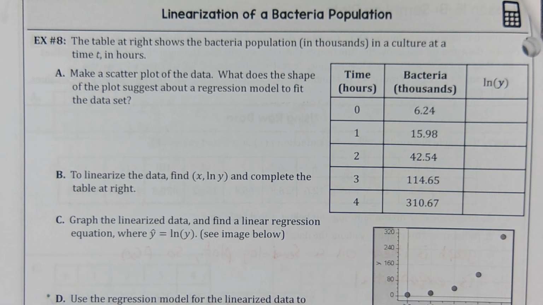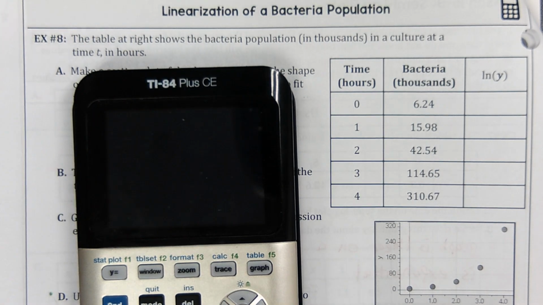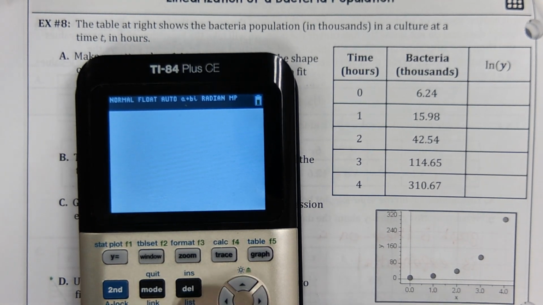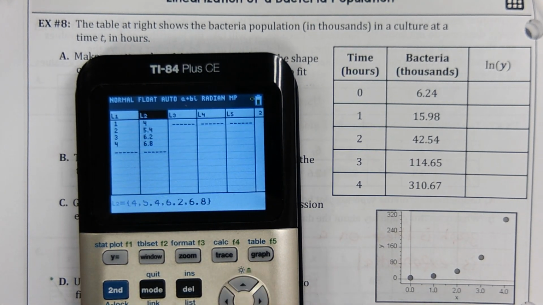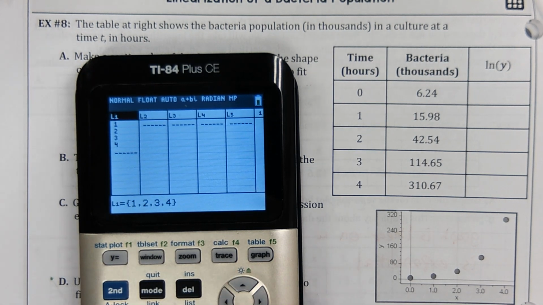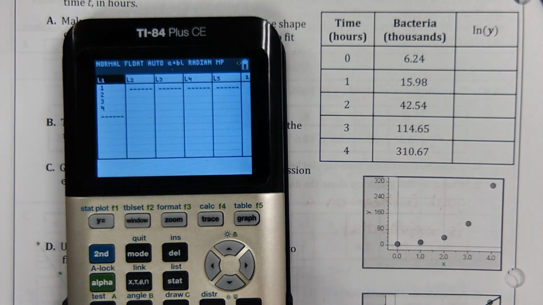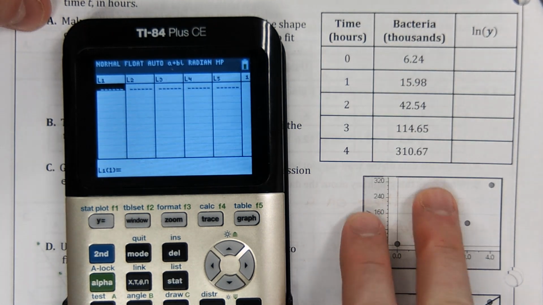Table at right shows the bacteria population in thousands in a culture at time t in hours. Says make a scatter plot of the data. All right, we're going to start there. Go to our calculators, stat, edit. We need to clear our lists if we have anything in there. So remember, highlight the L, hit clear, enter. Boom, they're cleared. So let's get these things typed in.